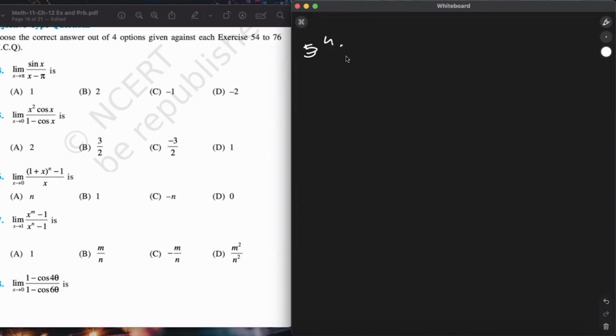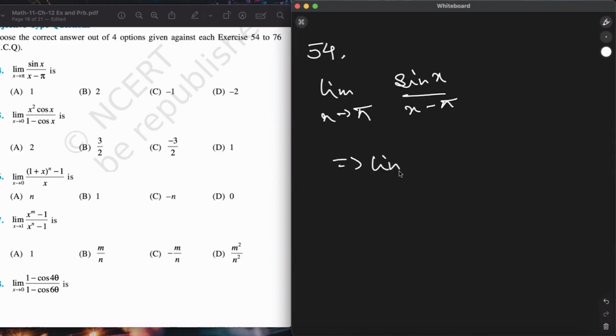Question number 54, where our limit x is tending to pi, there's a sine x, there's an x minus pi. Okay, plugging in the values for x tending to pi, sine x can be written as what?